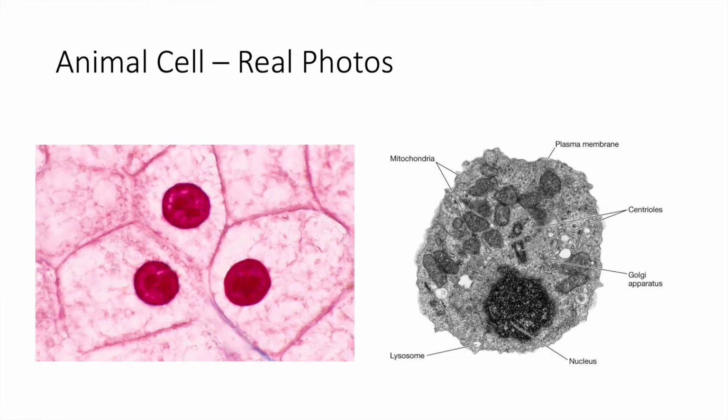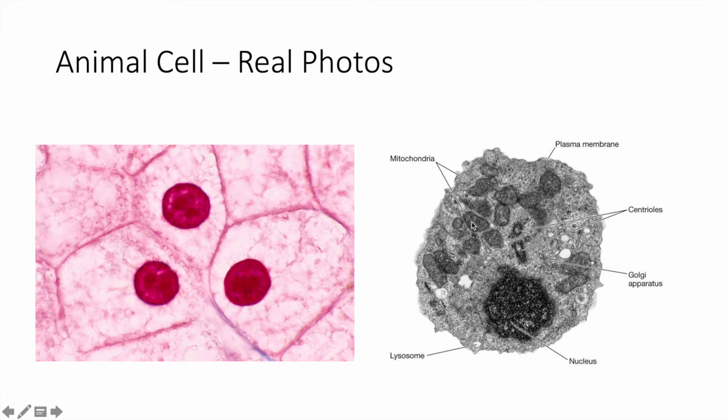These are some real photos of what animal cells look like under a microscope. In this first one, you should be able to see 3 organelles pretty easily. We've got the nucleus, and then the cytoplasm, and the cell membrane, which is this bit around the outside. And then in this photo here, you can see a lot more.